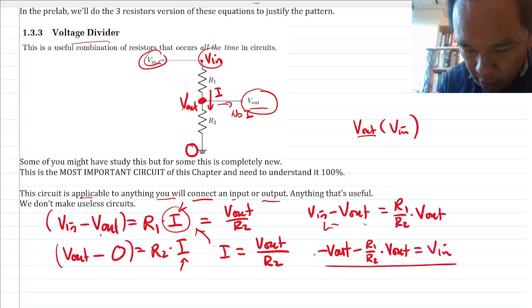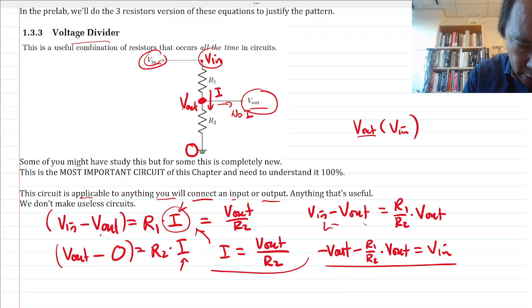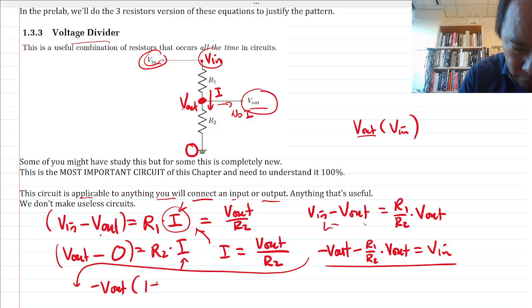I'm going to factor out this negative 1 and move it to the other side. Actually, I'm going to factor out negative V out. Let's do that in multiple steps, from left to right, a little bit easier to read. What's left inside is 1 plus R1 over R2, and that's equal to V in.